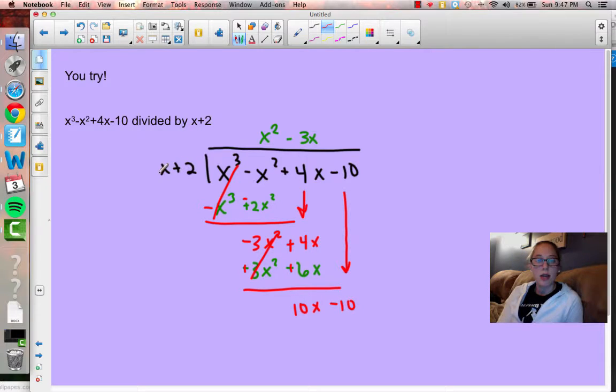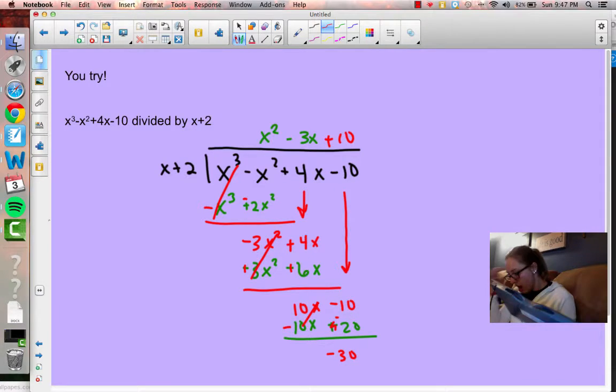And then, of course, x times what is going to get us 10x? That's 10. So plus 10. So I would get, 10 times x is 10x. And then 10 times 2 is positive 20. And I subtract by changing my signs. So my 10x's cancel, and I get negative 30 as the remainder.